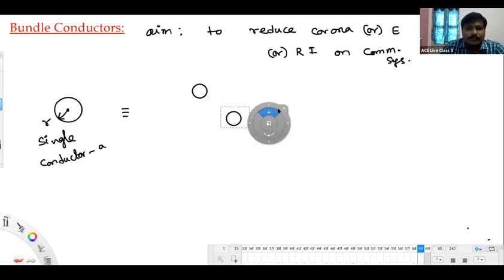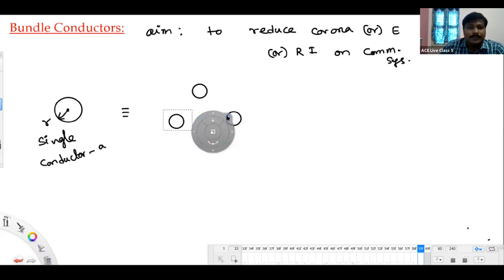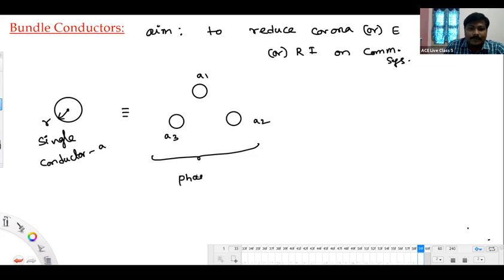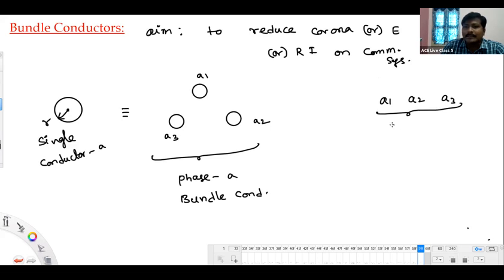A1, A2, and I'm showing A3 here, something like this. A1, A2, A3. Okay, and this whole we are going to call phase A, the phase A bundle conductor. And A1, A2, A3, these three are going to be known as subconductors.